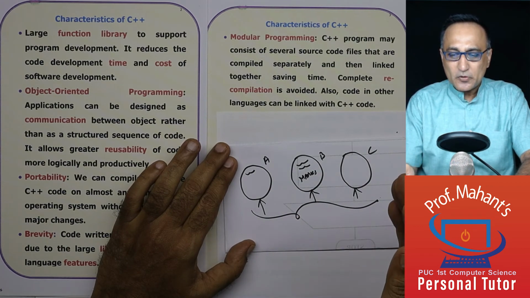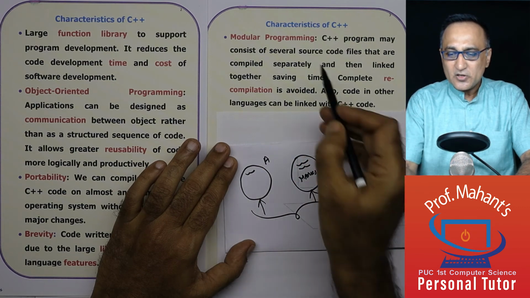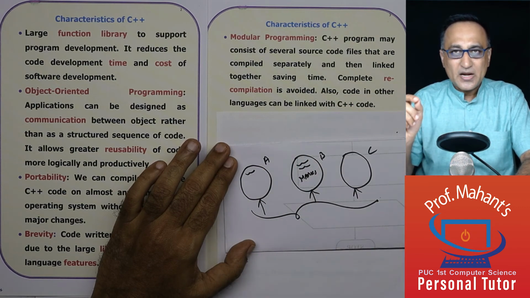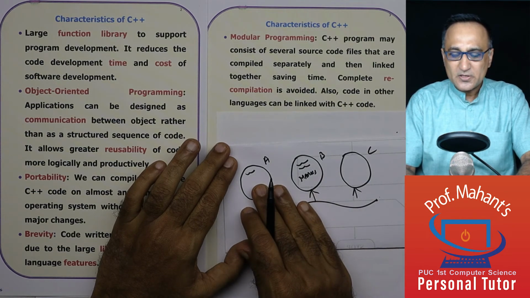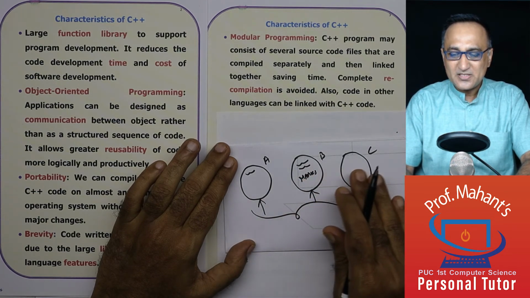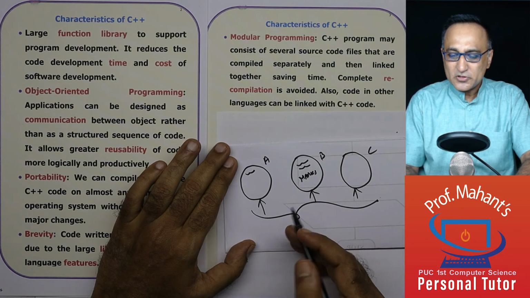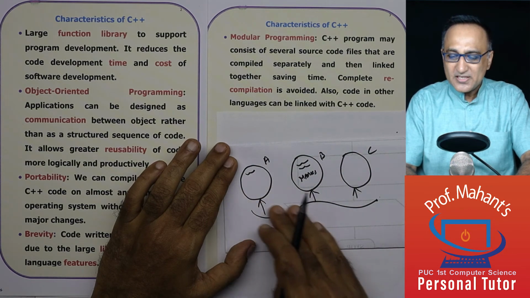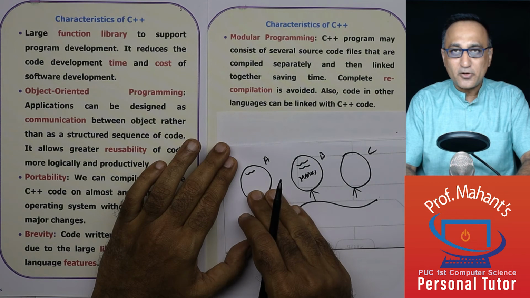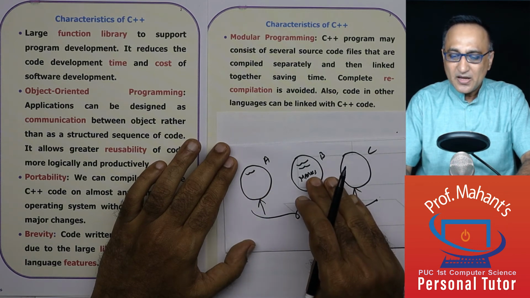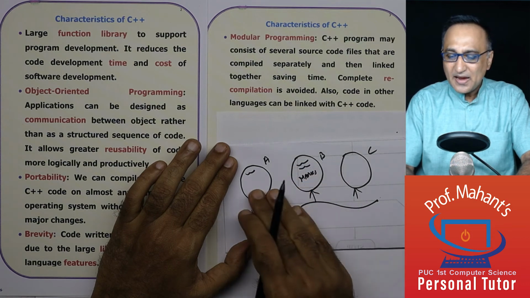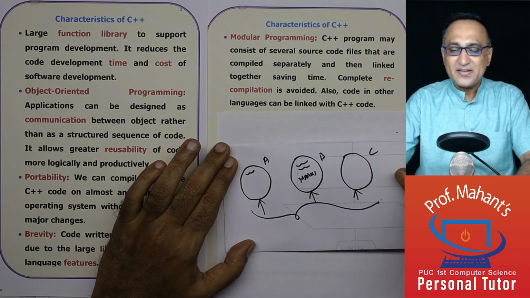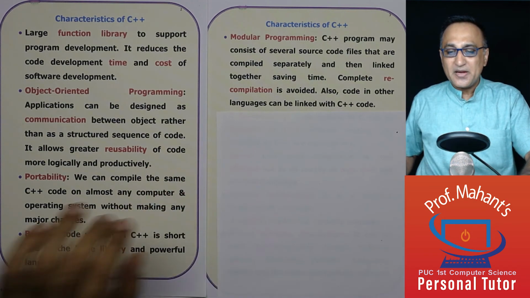So modular programming means you have several source code files, where the program is written in a high level language. So this is C++ file A, C++ file B, C++ file C. Suppose my application requires all these three modules. If I make a change in B, I do not need to recompile A and C. I need to only recompile B and use it comfortably with A and C. So this is a big advantage.